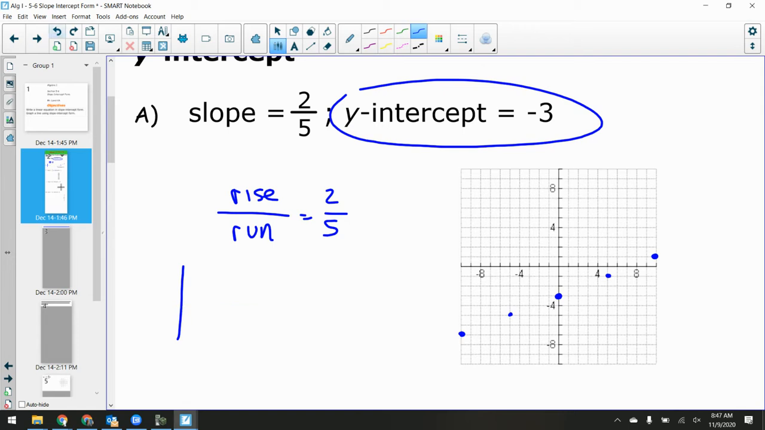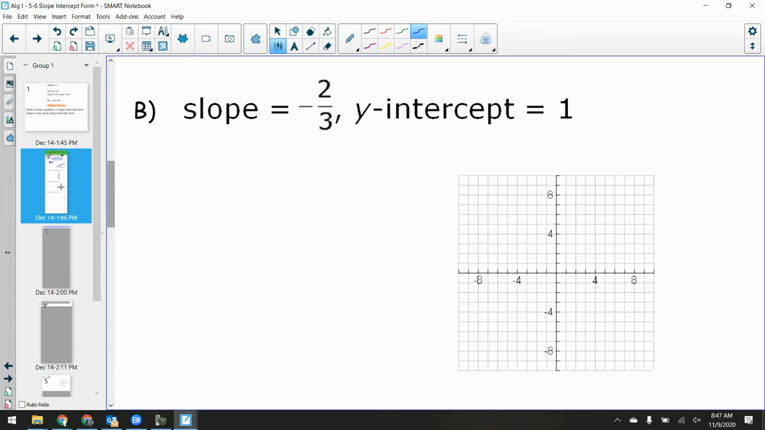You want arrows on it? Yes, please. I did take off points for that on the test. If you don't put arrows on the end of your graph, I will be taking off points. Okay, let's do that again.